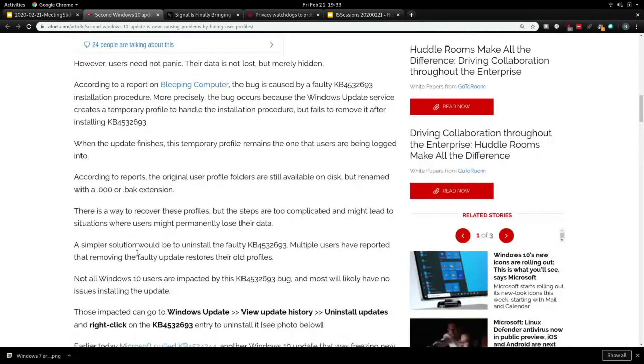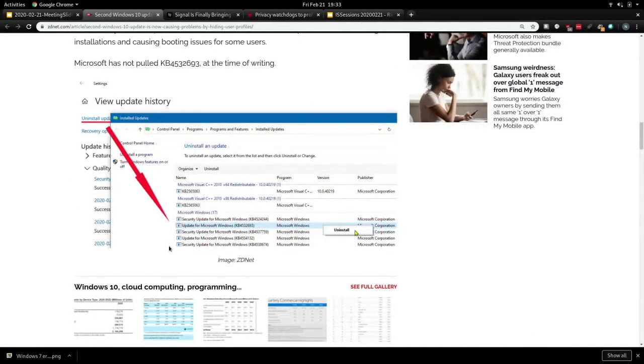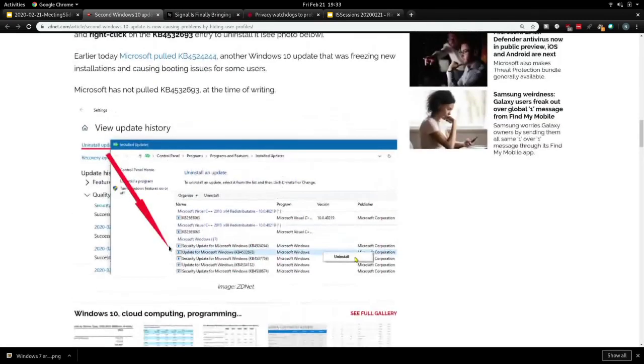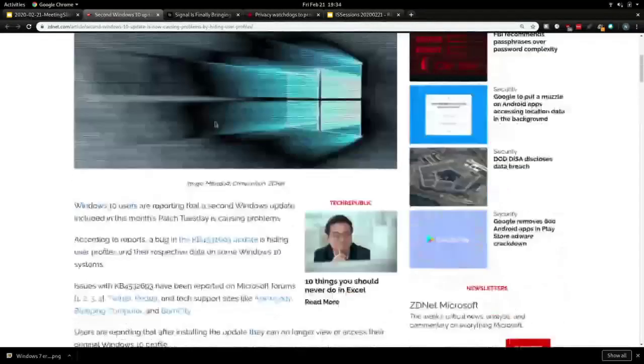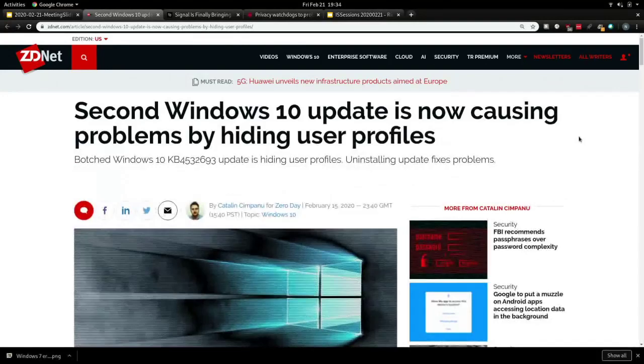And basically the info is not actually deleted. It's just that while the patch was installed, the user account got renamed in a temporary directory. So the advisory is just to uninstall the update, and Microsoft has already pulled the update. Just roll back and then your account should show up. If you see the bug, your wallpaper would disappear. Your installed apps wouldn't show up. Your desktop files, downloads, and documents folder would just be hidden in this temporary directory.